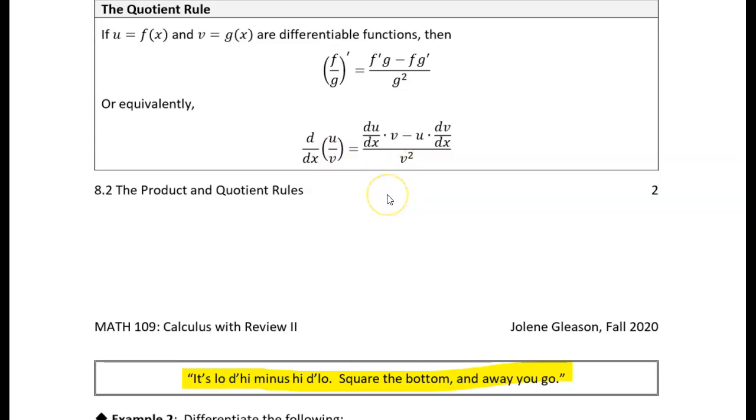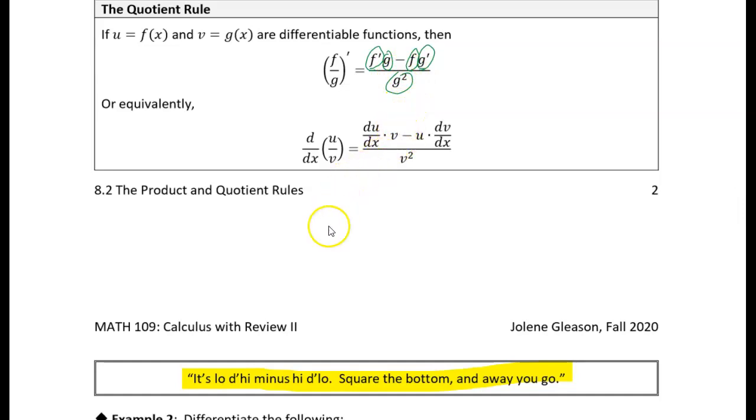All right, so let's break that down. It's low d high minus high d low. High is the numerator, low is the denominator. You probably figured that out. All over low squared. Square the bottom and away you go.